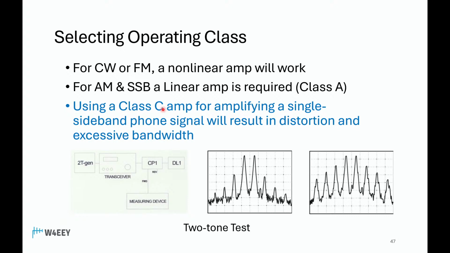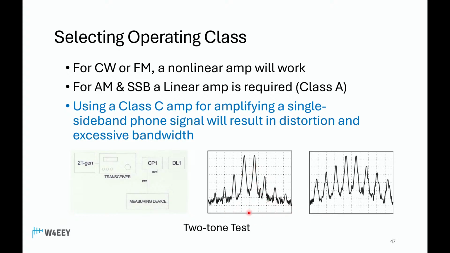For AM and single sideband, a linear amp is required. Linear means that the input is faithfully reproduced in the output. And the only way you can do that normally is with a Class A amplifier. Using a Class C amp for amplifying a single sideband phone signal will result in distortion and excessive bandwidth. Well, how can you tell how linear your amplifier is? There's something Gary's going to be talking about in 2 weeks in test equipment called the two-tone test, where you apply 2 tones to the input of an amplifier and then look at what you see on the output.